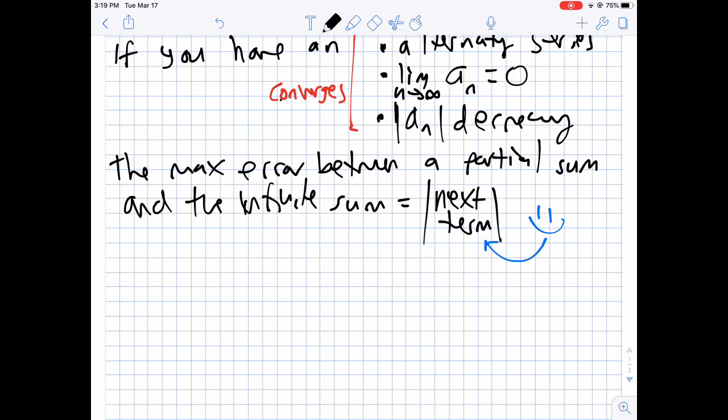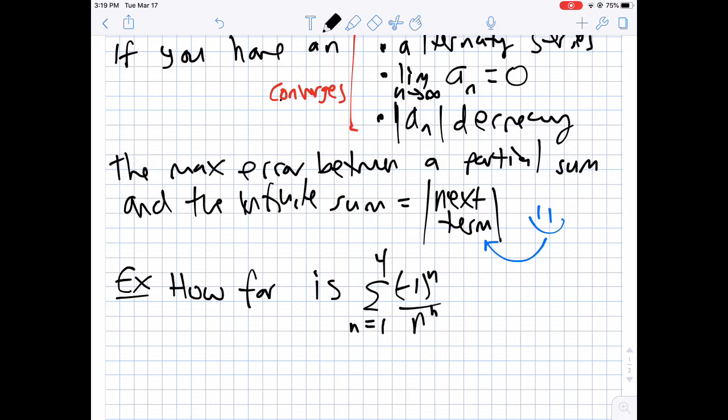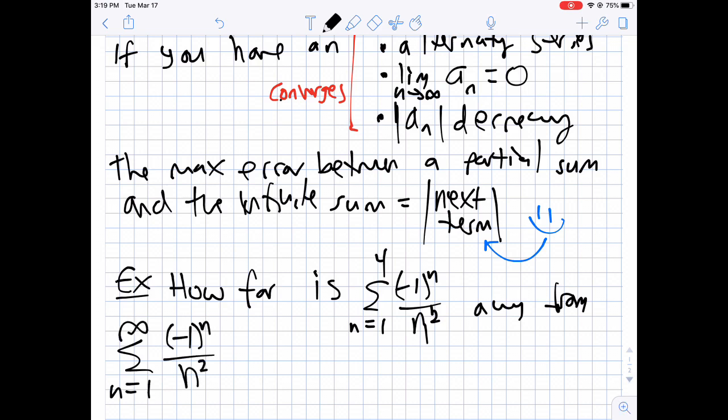I'm going to show you one not even having to do with Taylor-Maclaurin series, then we'll do some Taylor series stuff. Okay, so say I ask, just how far is the sum from 1 to 4 of -1 to the n over n squared away from the actual infinite sum from 1 to infinity of -1 to the n divided by n squared?